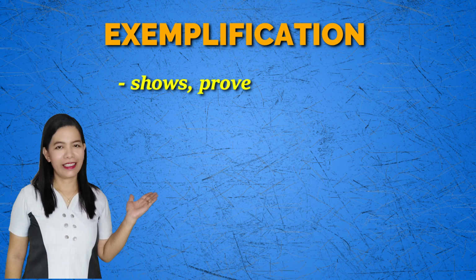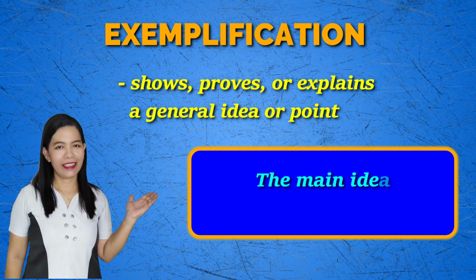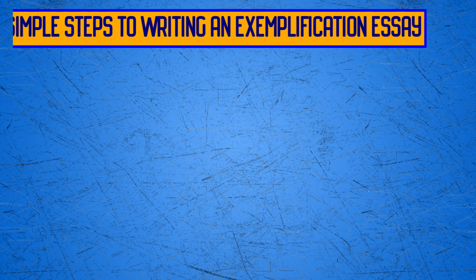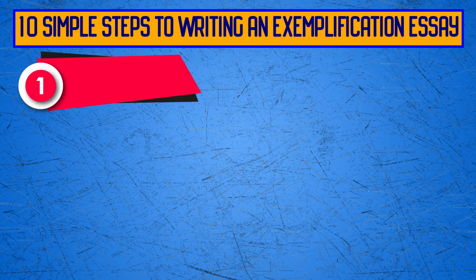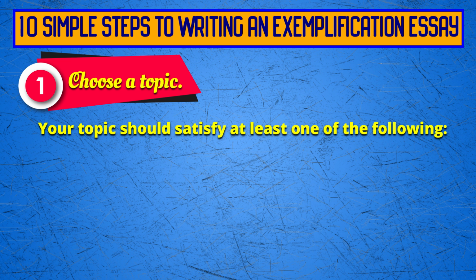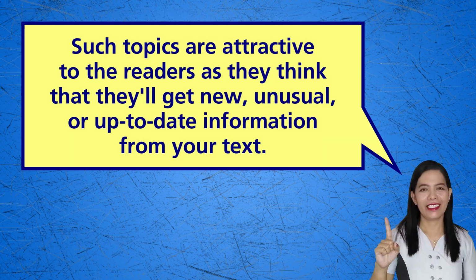Exemplification. This shows, proves, or explains a general idea or point. The main idea is explained by examples. There are 10 simple steps to writing an exemplification essay. Step 1. Choose a topic. Your topic should satisfy at least one of the following: current, specific, useful, unique. Such topics are attractive to the readers as they think that they'll get new, unusual, or up-to-date information from your text.